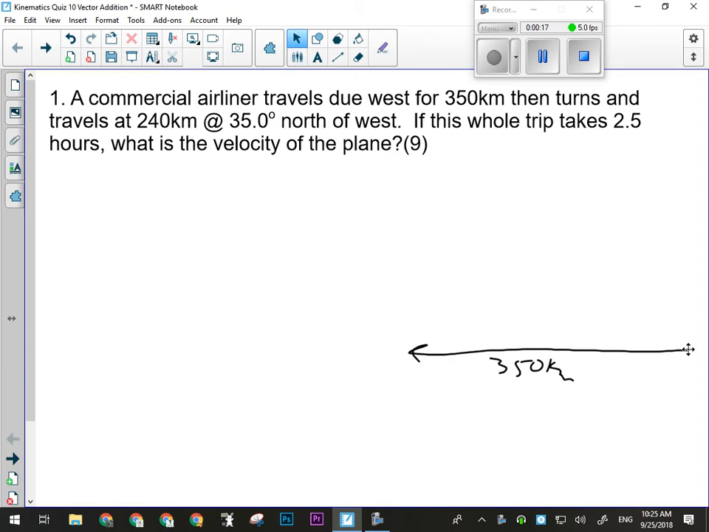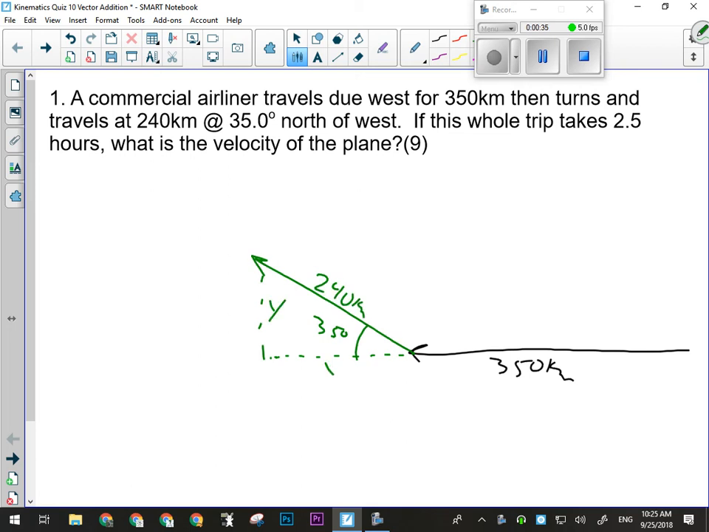And then from there, we're going to go north of west. So I'm going to draw a reference line that's north of west. Okay, that's west, and then I'm going to go north of it 35 degrees, something like that. So this is 35 degrees in here. This is 240 kilometers. Here's Y, here's X.